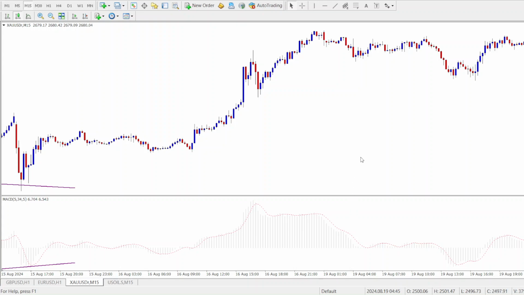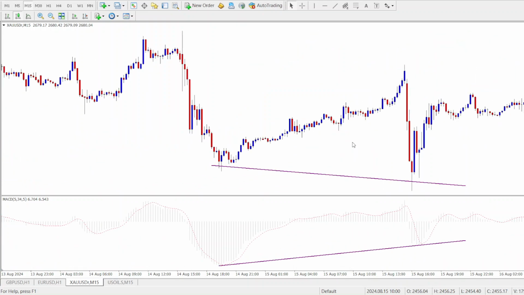Now, how do you use the regular divergence? When you spot a bullish divergence, you wait for the MACD line to cross above the zero line. That is going to confirm the upward reversal. On the other hand, for the bearish divergence, you wait for the MACD line to cross below the zero line before you enter your short trade.